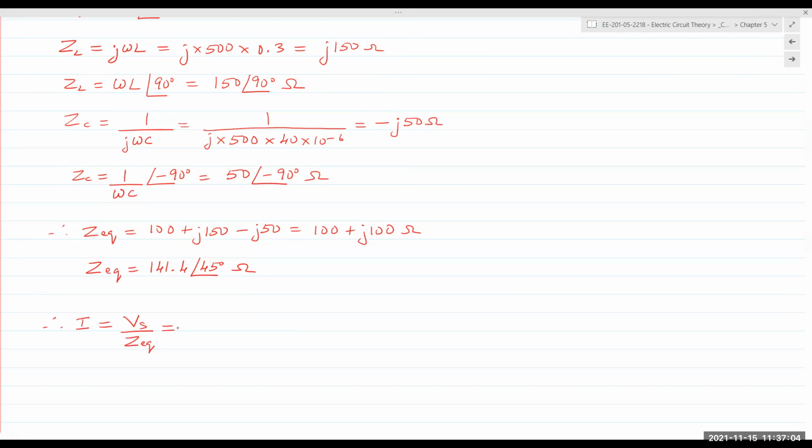You don't have to convert this or have this answer in polar form. You can keep this 100 plus J100. You can have Vs divided by 100 plus J100. Again, it's my calculator that cannot do that function. That's why I have the answer in polar form.